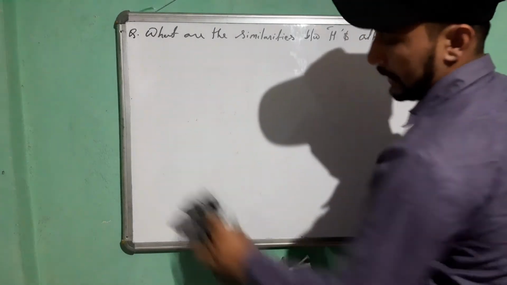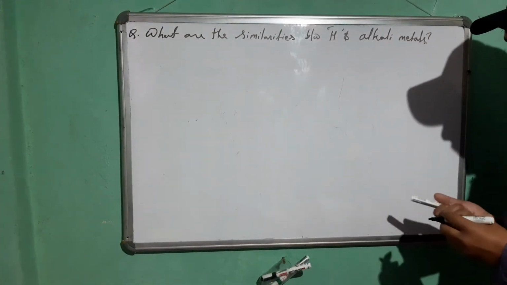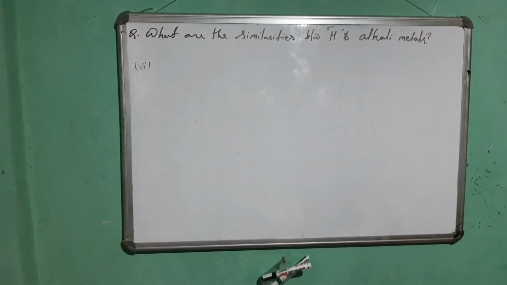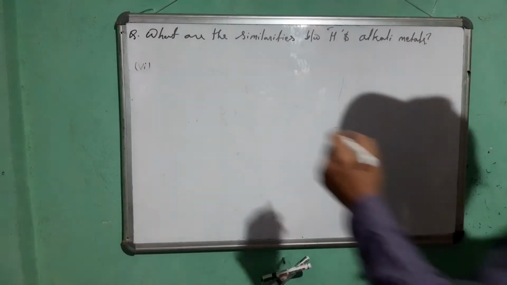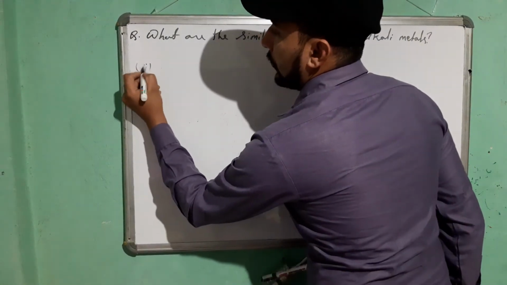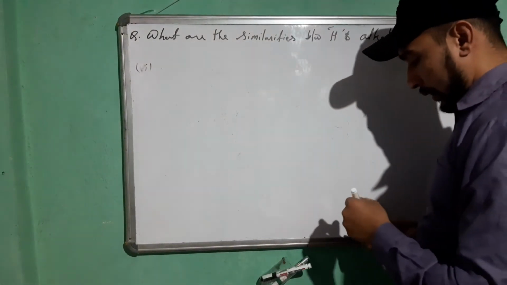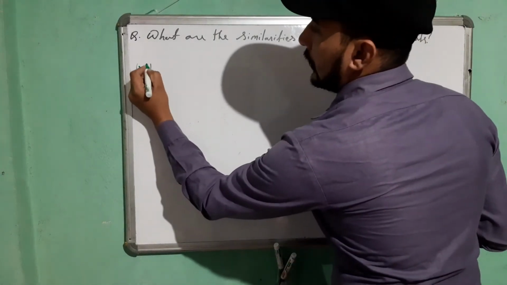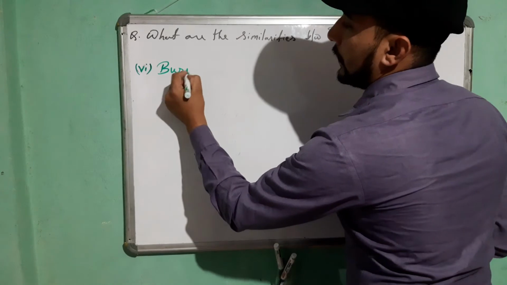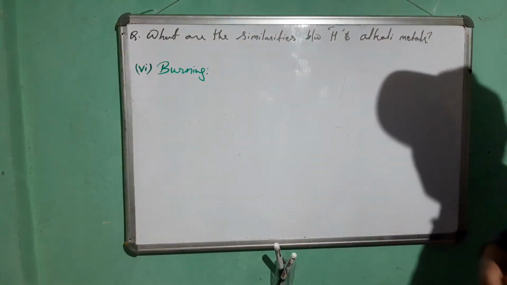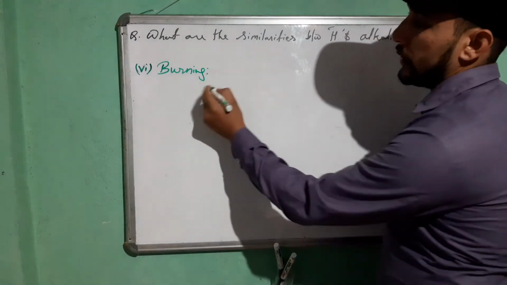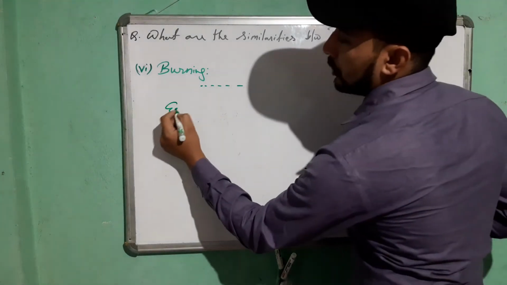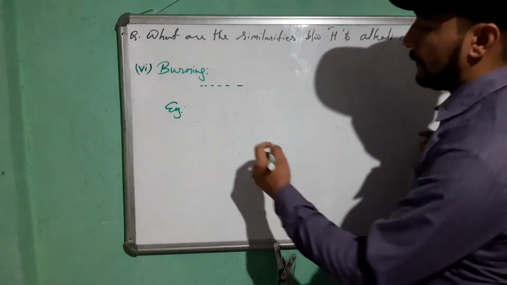Next, number 6 is burning. Like alkali metals, hydrogen also burns in oxygen. And in support of your answer, you can give these examples.